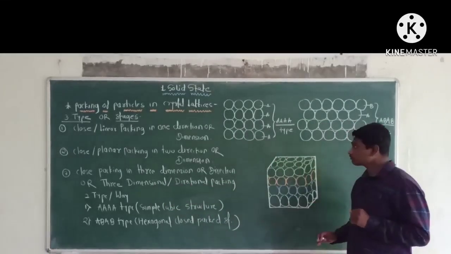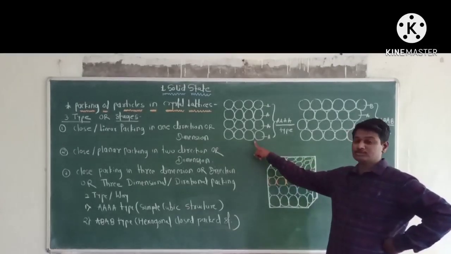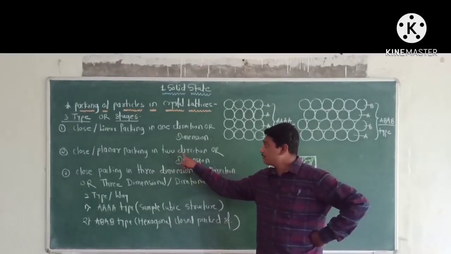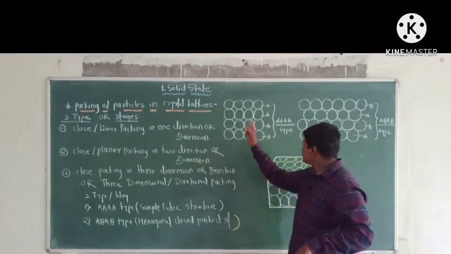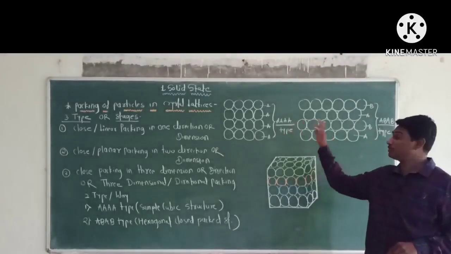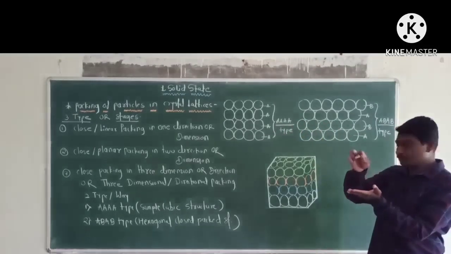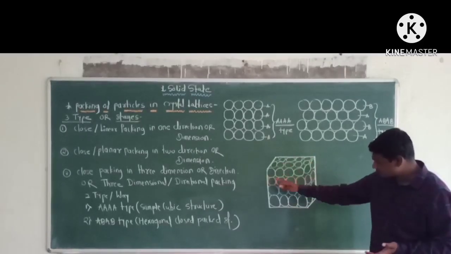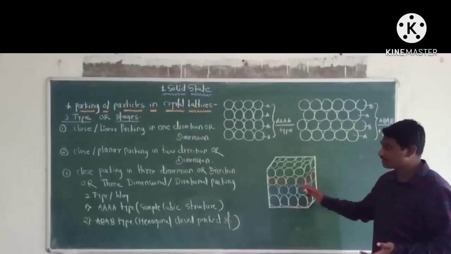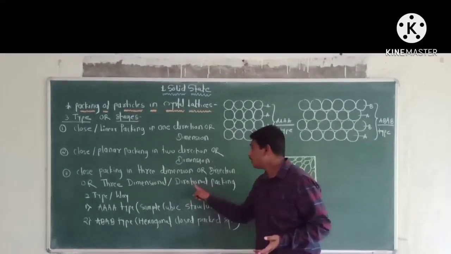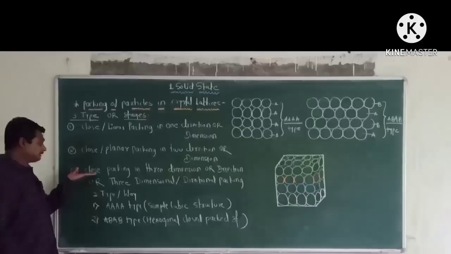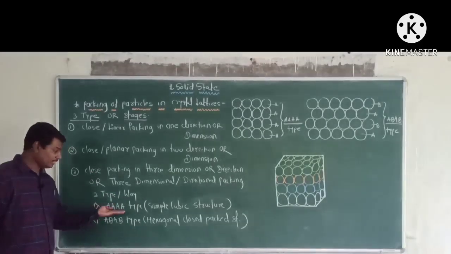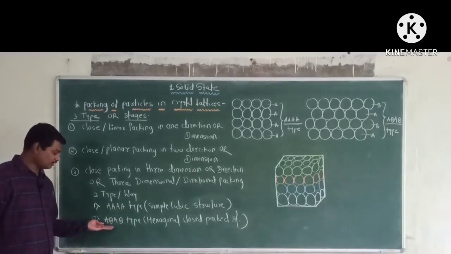For example, this is the layer of constituent particles of two dimensional packing. Such layers of constituent particles are placed over each other like this, so as to form a three dimensional structure. Therefore such a packing is called three dimensional or directional packing. Okay, three dimensional packing is formed in two ways, that is A type and second is AB type.